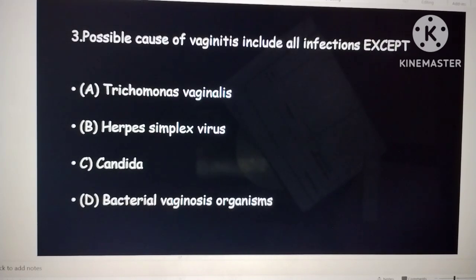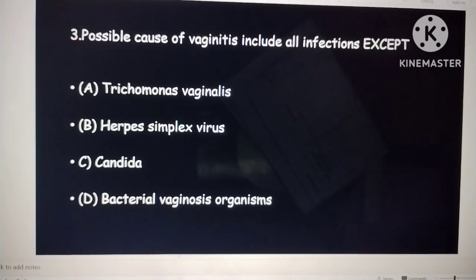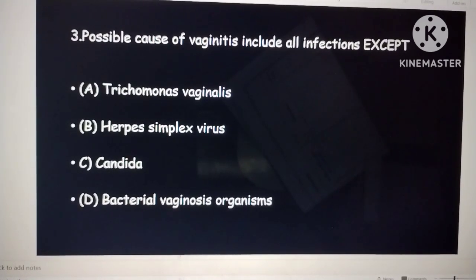So coming to the next question: the possible causes of vaginitis include all of the following except Trichomonas vaginalis, herpes simplex virus, candida, and bacterial vaginosis. So here the correct option will be herpes simplex virus, because Trichomonas vaginalis is associated with a strawberry cervix, and there will be profuse white discharge.